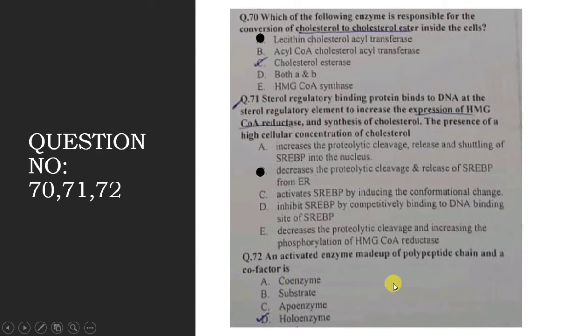An inactive enzyme made up of a polypeptide chain with a cofactor is called: coenzyme, substrate, apoenzyme, or holoenzyme? So the enzyme, which is called the apoenzyme, with its cofactor forms the holoenzyme.